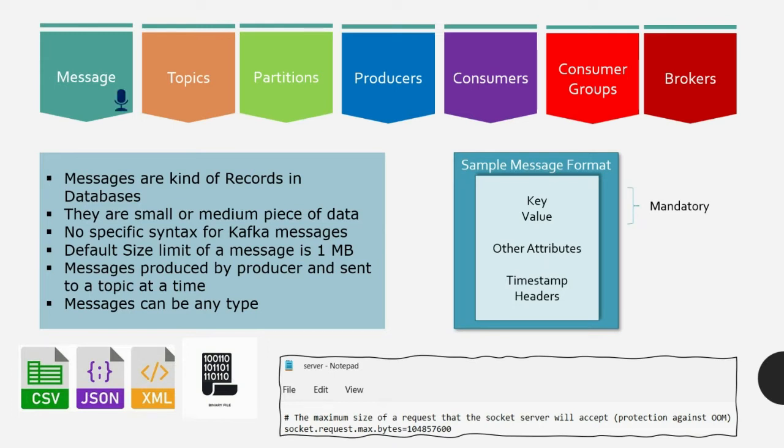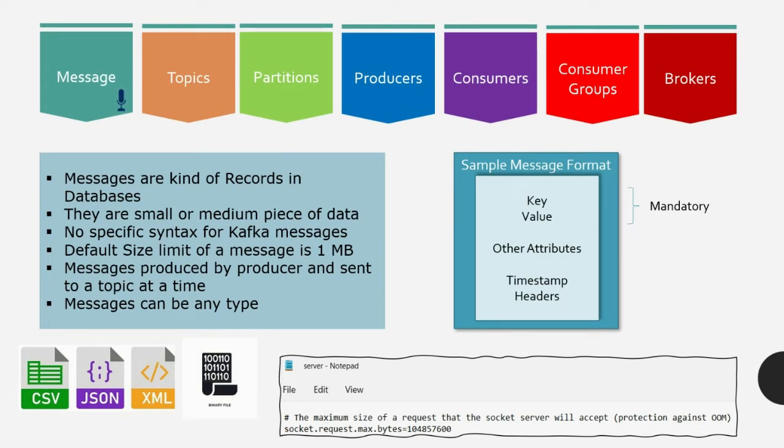So, in simple terms, messages are the atomic unit of Kafka. The Kafka message is a small or medium piece of data which we generally use. The messages are nothing but a simple array of information, or bytes of information. There is no specific syntax for Kafka messages. Another thing you need to remember is that a message is a kind of key-value pair associated with metadata.